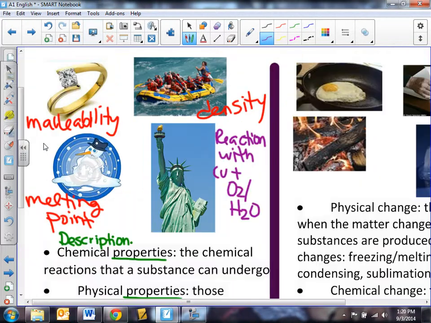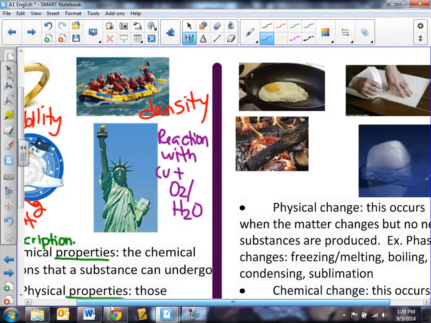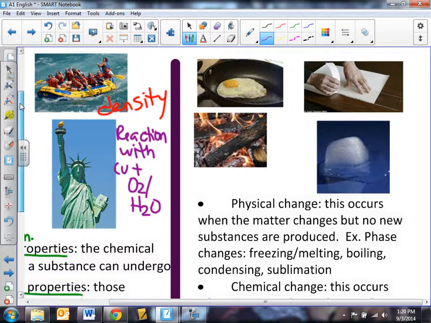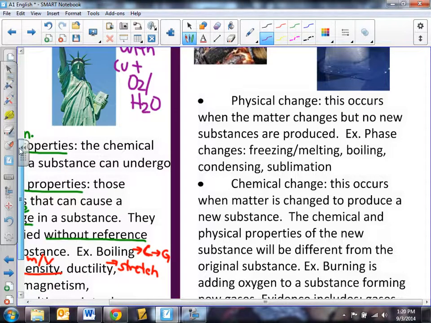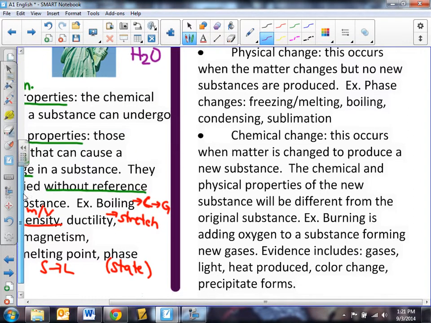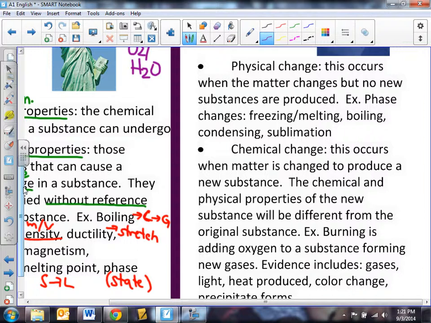We will zoom back in so it's bigger and easier to see. And go to the other side now. On the other side, we are talking about changes, not just properties. So a physical change, not property, is something that occurs when the matter changes, but no new substances are produced.